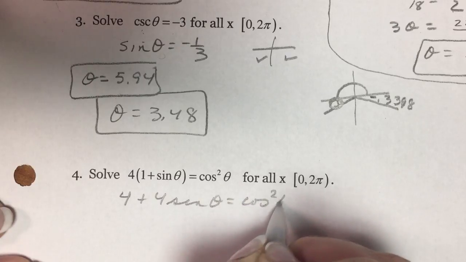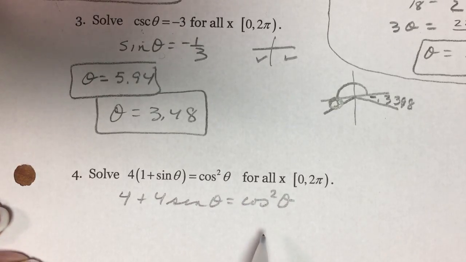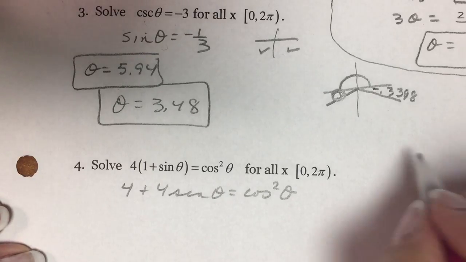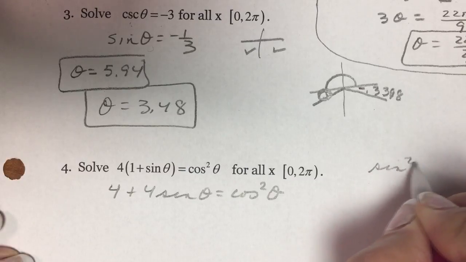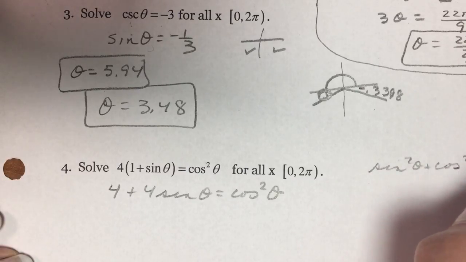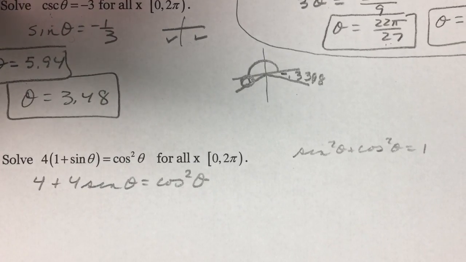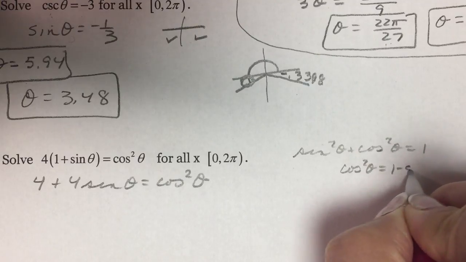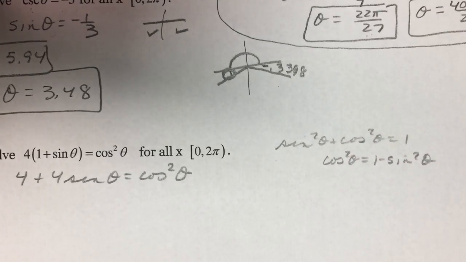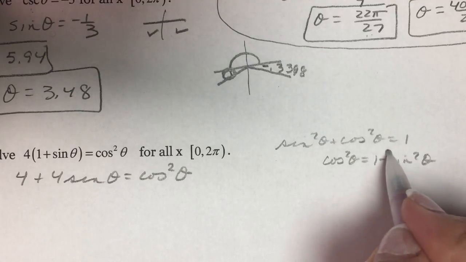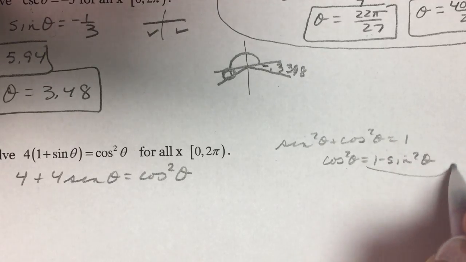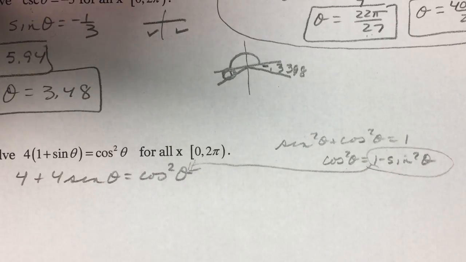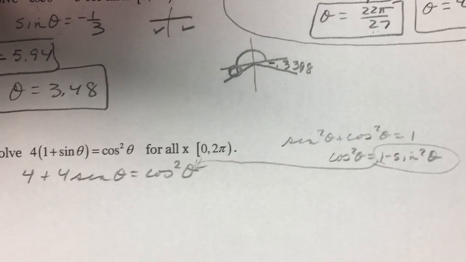The second thing we should notice is, hey, wait a minute, I've got both a sine and a cosine. That's a problem. Remember our Pythagorean identities? Remember the one that said sine squared theta plus cosine squared theta is equal to 1? If I solve that for cosine squared theta, I get 1 minus sine squared theta. So that's what I'm going to do: I'm going to solve that, and I'm going to substitute it in there, because that's going to make everything in terms of sine.